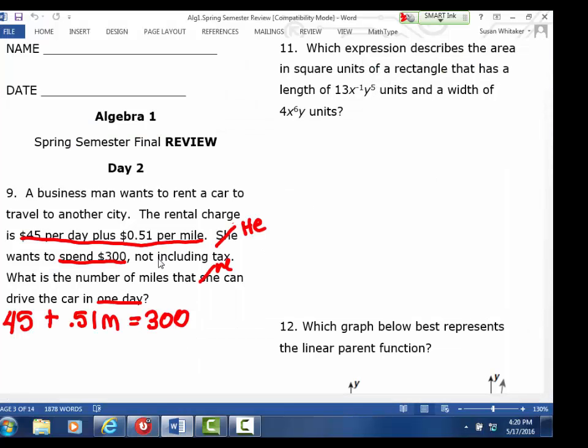So back here, what is the number of miles? We let M be our miles, and that answer was 500. So M equals 500, or 500 miles.